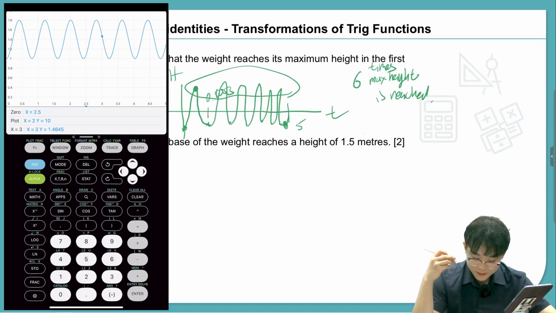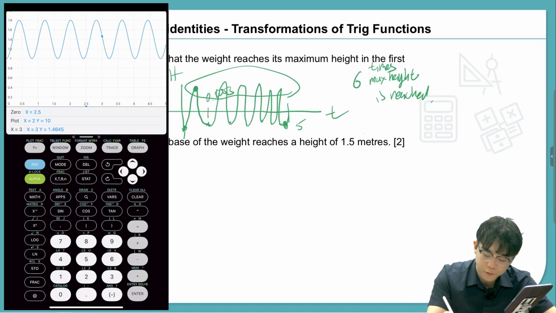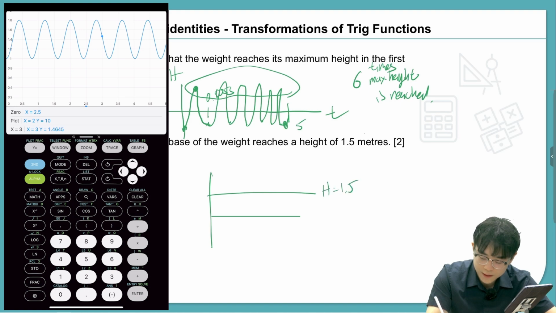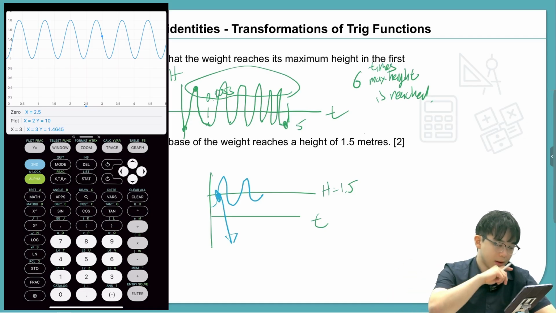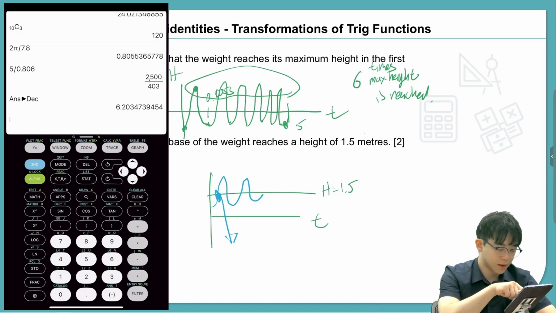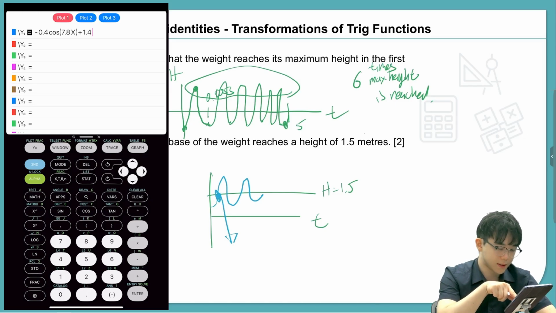And then let's look at the case where the weight reaches a height of 1.5. For our graph, we're trying to set a height of 1.5, where the graph goes like that. We want to look for this point, because this is when the height first reaches 1.5. So what we would do is graph a second function at 1.5.